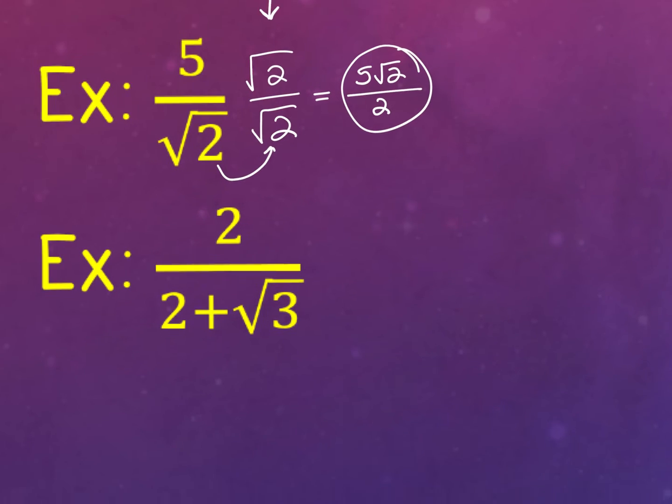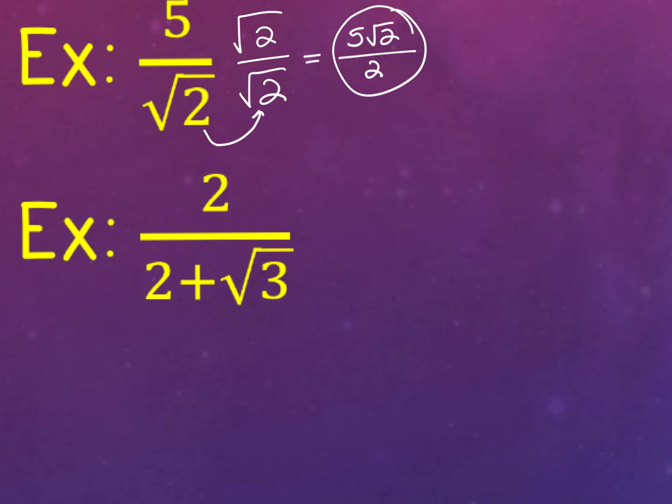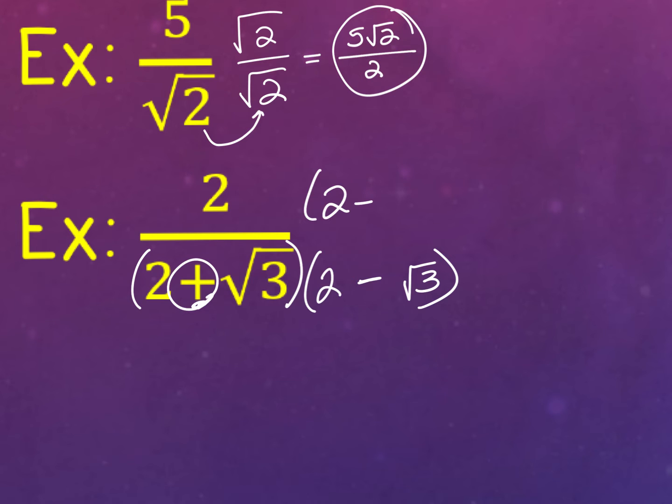For the next one, because it's not just a single term, we can't just multiply by square root 3. It wouldn't get rid of it. So we multiply by the opposite of the expression in the bottom, meaning you keep the terms the same, but you change the sign. Because this is a plus, we make it a minus. If it was a minus, we'd multiply with the plus. Again, we have to do it to both the top and the bottom so as to not change the actual value of the fraction.